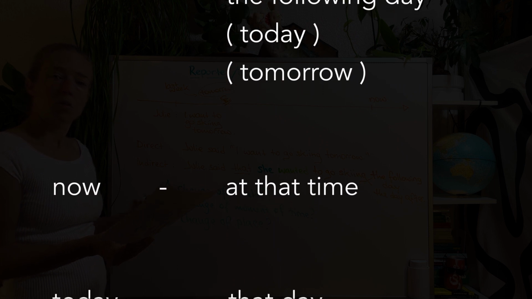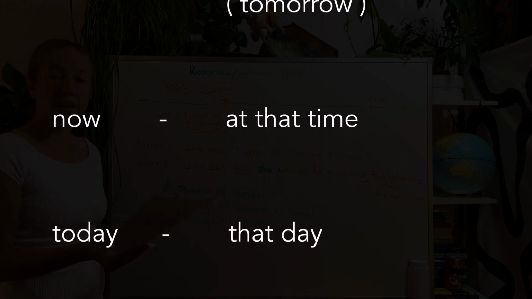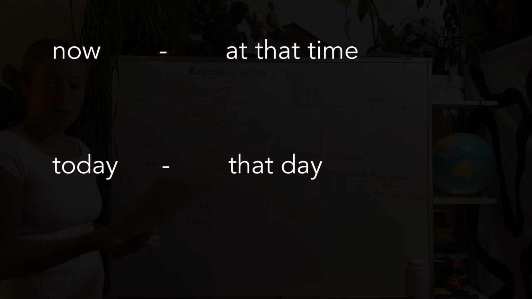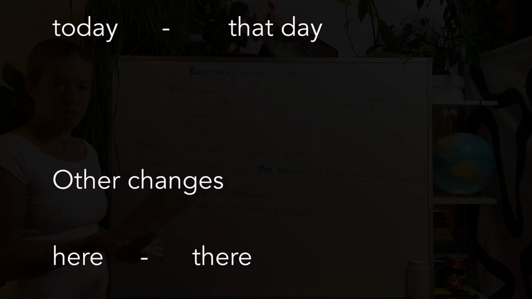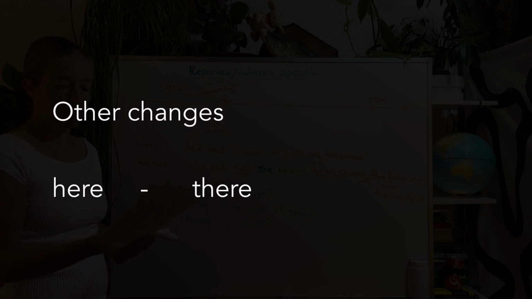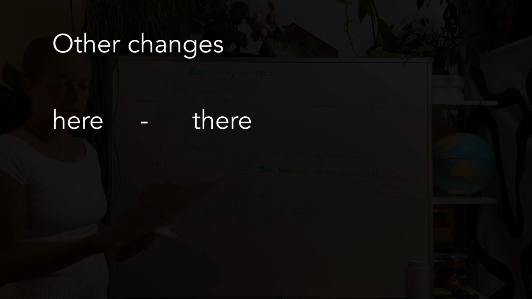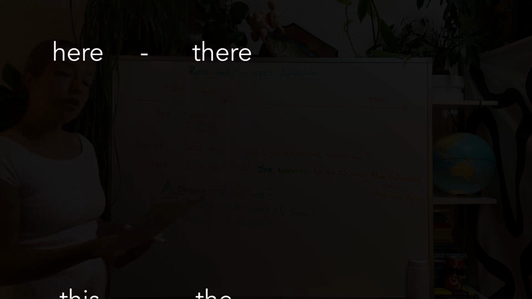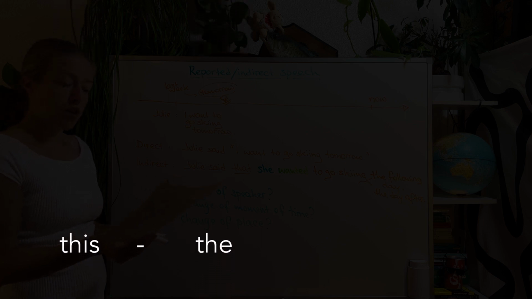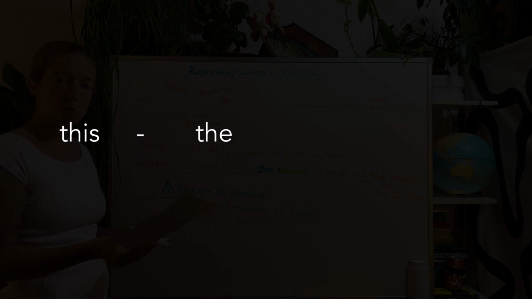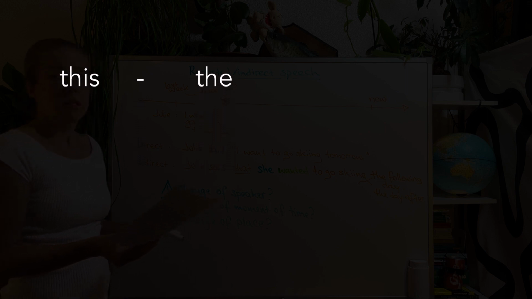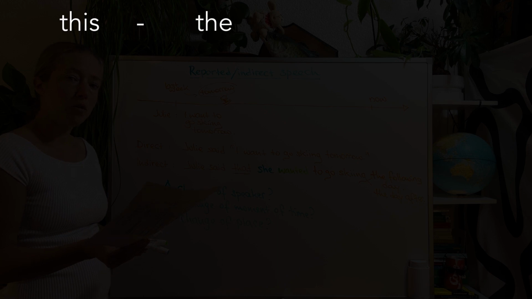Now, dans le passé, deviendrait at that time, maintenant. Today, dans le passé, deviendrait that day, maintenant. Et si l'endroit change, here deviendrait there, par exemple. Il y a aussi les déterminants qui peuvent changer. This se rapporte à quelque chose qui est là, qu'on peut toucher en ce moment présent. Si ce n'est pas le cas, il faut le transformer en the.